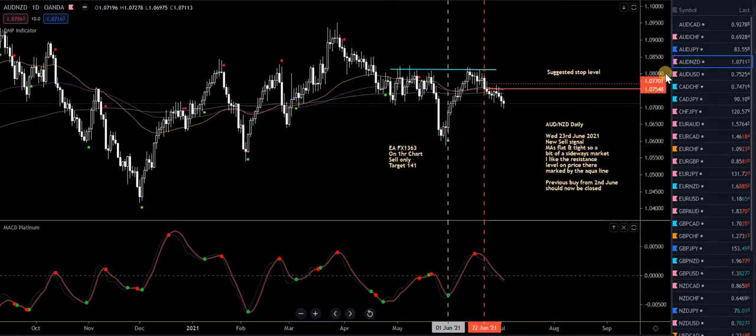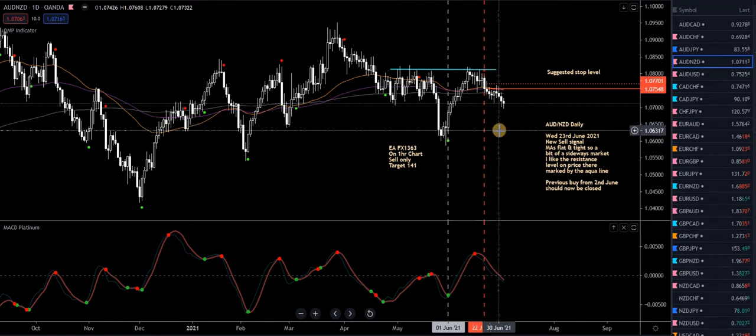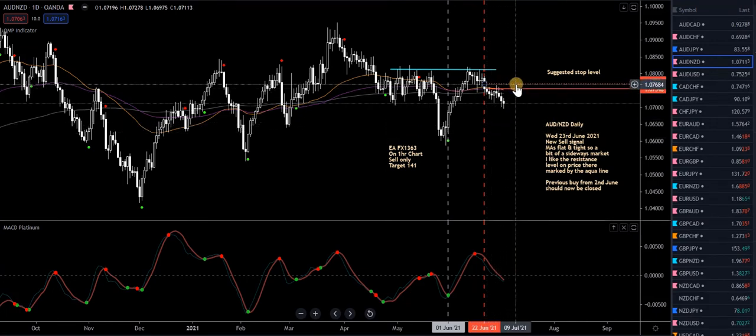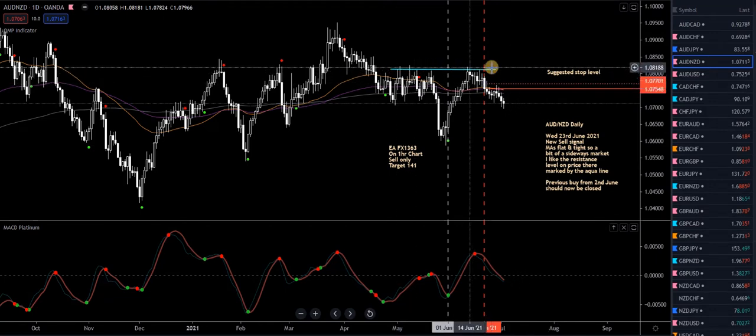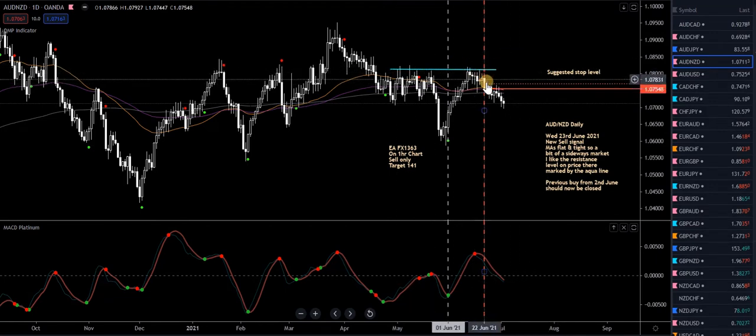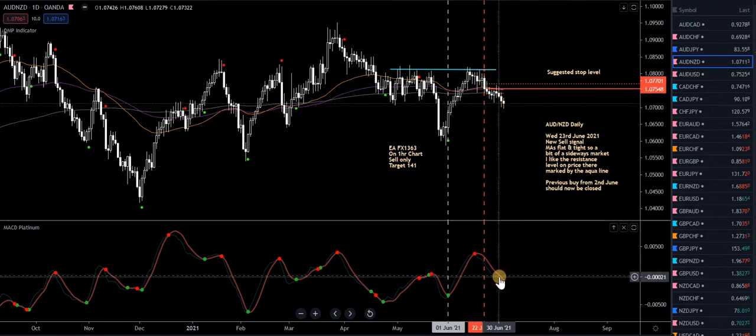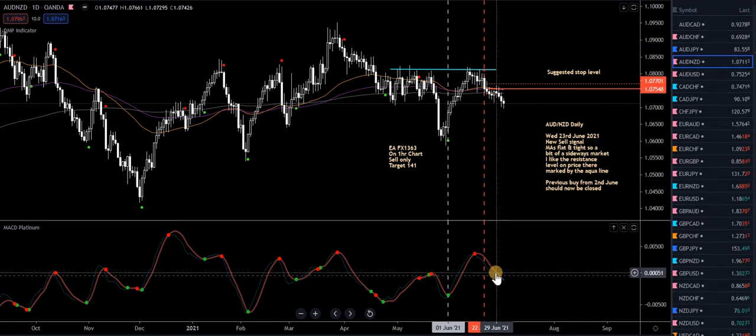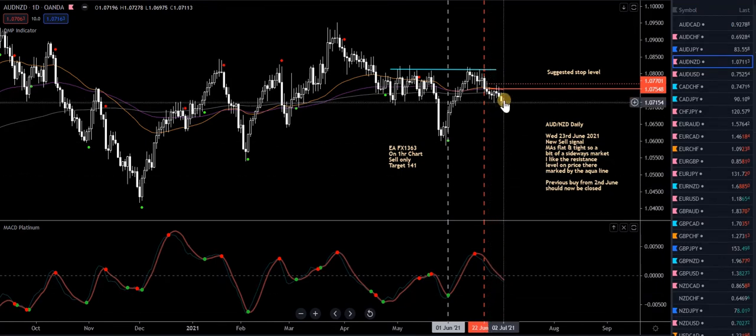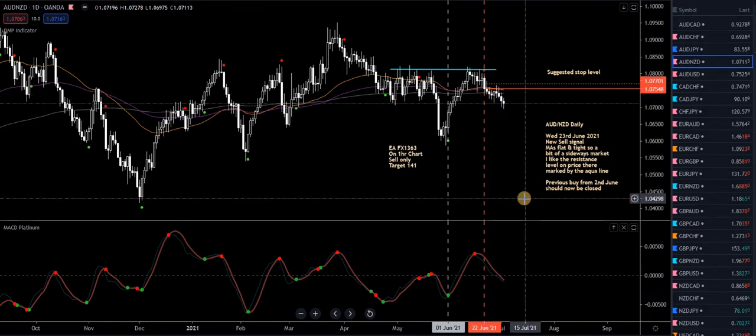Aussie New Zealand in a sell from a few days back. It's just meandered down slowly. I've already moved my stop down to this level here. It was above this high here, but this sell is coming down. MACD Platinum through the zero level, so straight away I'm taking some action, closing half, bringing my stop in, just tightening up the risk. So that's a sell on the Aussie New Zealand.